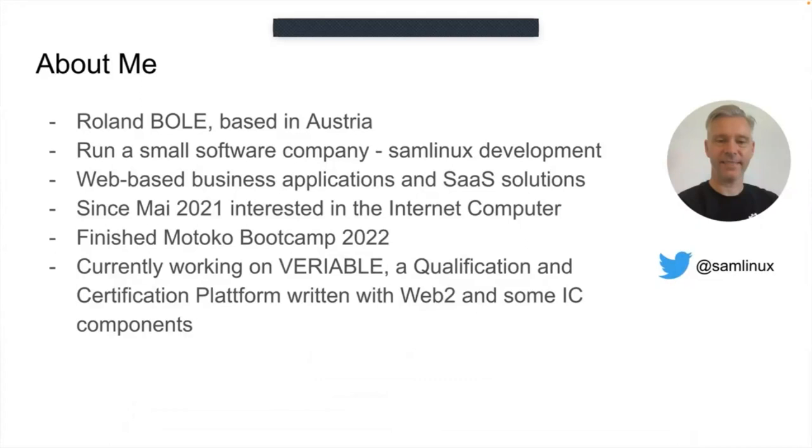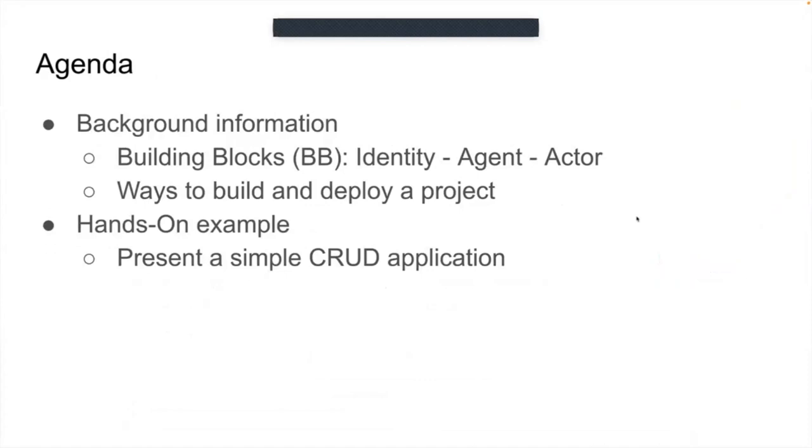Now that you know something more about me, we can start with this lecture. Let's start with a short overview of this session. This lecture is divided into two parts. The first part provides some background information about the main building blocks for the interaction between front-end and back-end canisters. These building blocks are identity, agents, and actors. Further, I will show you some ways to build and deploy your projects on the IC as well.